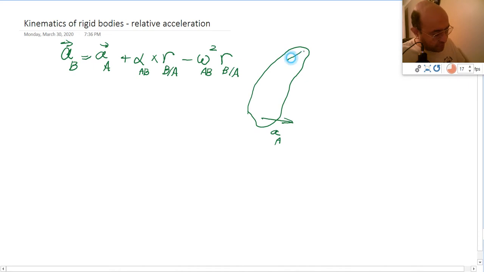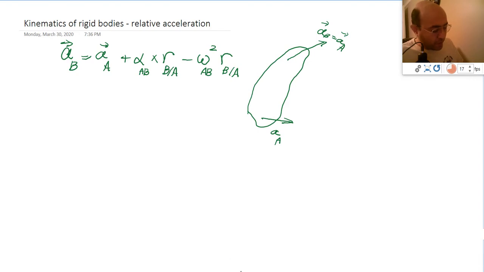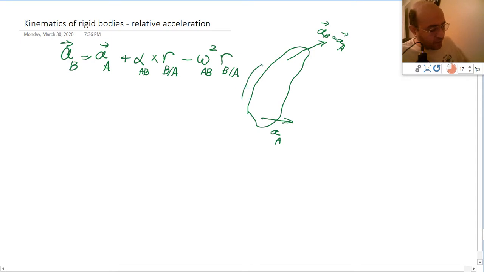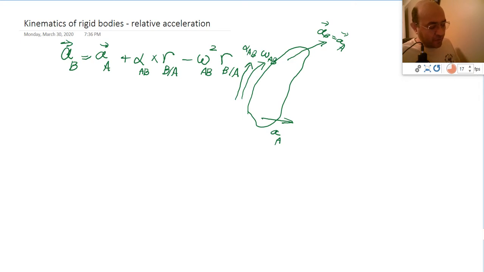So if this is a rigid body, and I know acceleration of A, I'm going to say acceleration of B is equal to acceleration of A, same as that, plus two terms coming from rotation. One is coming from alpha, the other one is coming from omega. So in this body, I'm going to assume that I have omega AB like this, and one more on top of that, which is alpha AB. Alpha is angular acceleration, omega is angular velocity. I can simply calculate the rest of them.